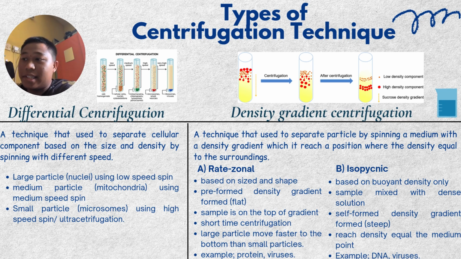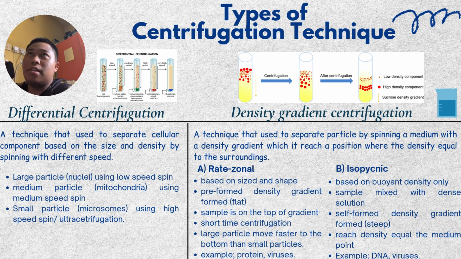Meanwhile, isopycnic centrifugation is based on buoyant density, which is the particle's own density. It doesn't work like rate zonal, where the particle will move according to their density.